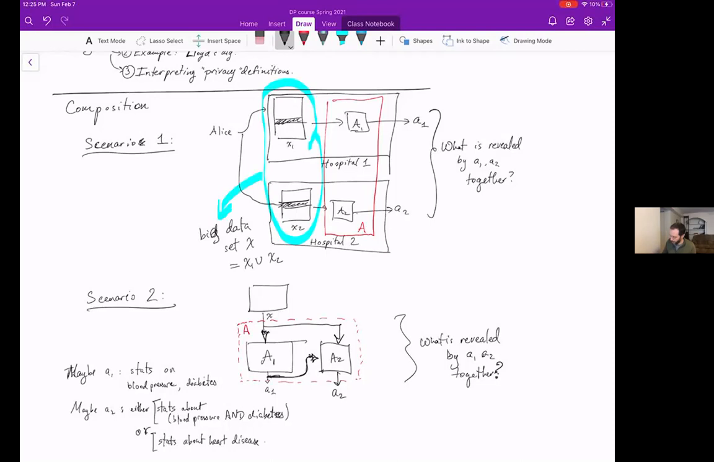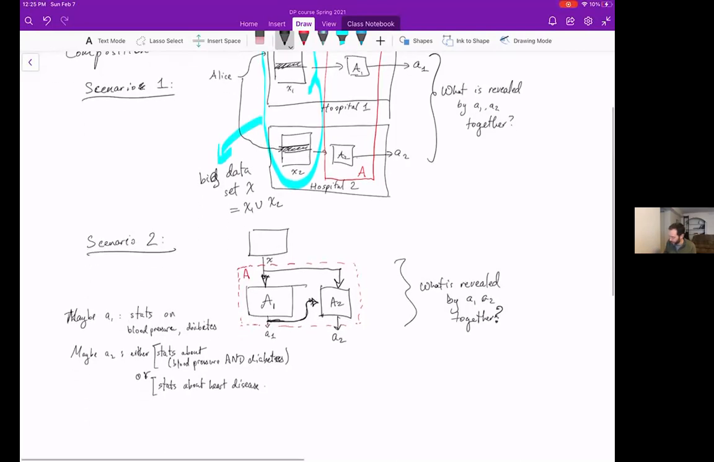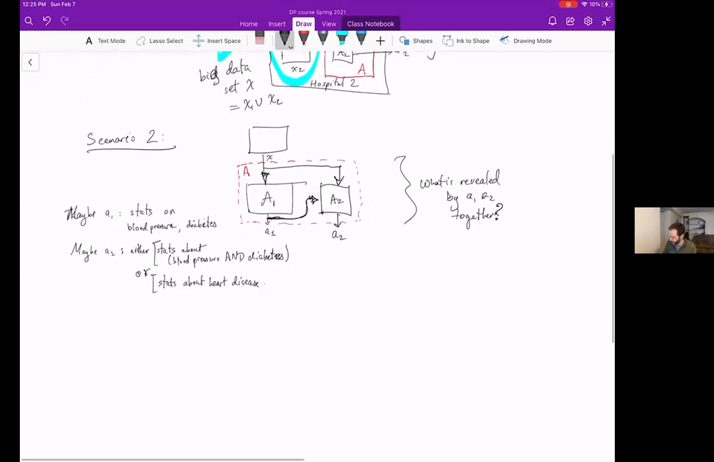Okay, so both of these scenarios are cases of composition. We can think of them as both basically being captured by this scenario 2, where one data set in scenario 1, that's the union of the data sets held by the two hospitals, is first processed by one algorithm, and then a second algorithm is selected based on the outcome of that first algorithm.